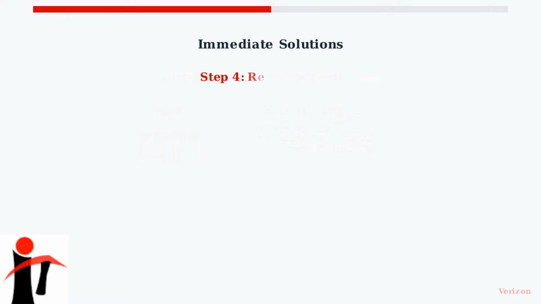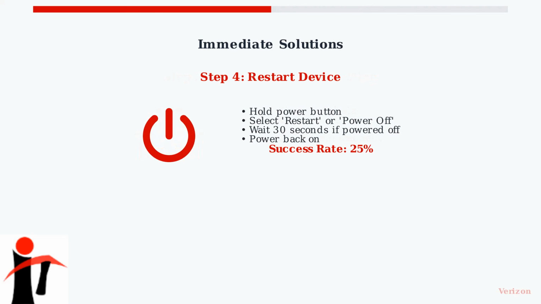Step 4. Restart your device completely. A full power cycle clears temporary software glitches and has a 25% success rate. Hold the power button and follow your device's restart procedure.